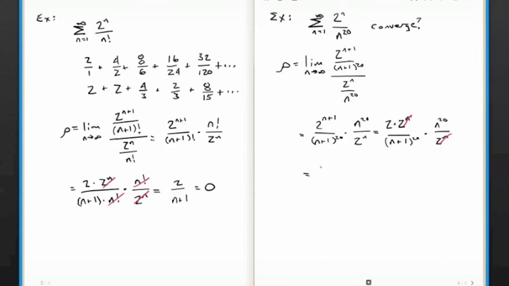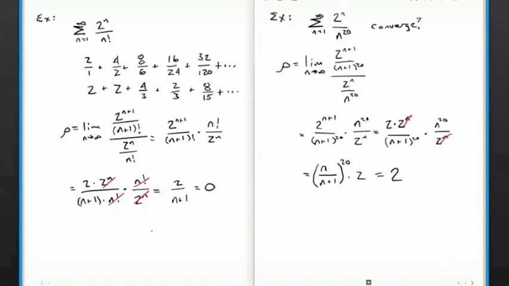n to the 20th over n plus 1 to the 20th. Oh, and they both have the same exponent, so I can say that's n over n plus 1, that whole thing to the 20th. And then I've got just a 2. Is that all I have left here? Yeah, just a 2. Now n over n plus 1, right, that just becomes 1. And so 1 to the 20th is 1, so this whole thing equals 2.